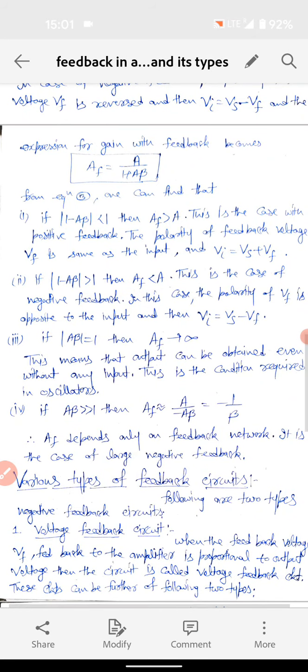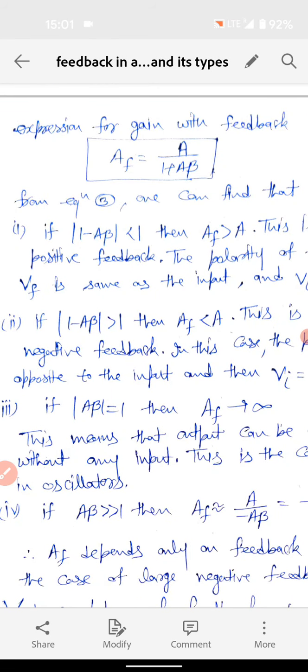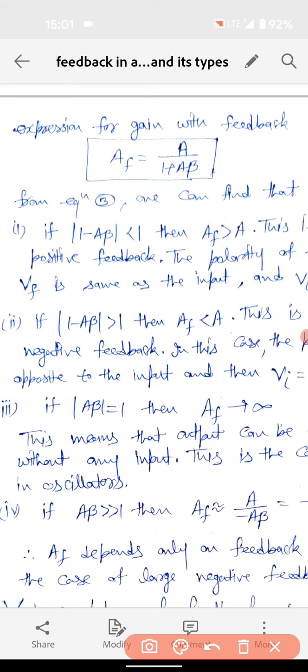Now we discuss some special cases. Suppose the mod of 1 minus A beta is less than 1. In that case, we know AF, the voltage gain with feedback, will be much higher than the open loop voltage gain. This is the scenario of positive feedback, because we have used 1 minus A beta.